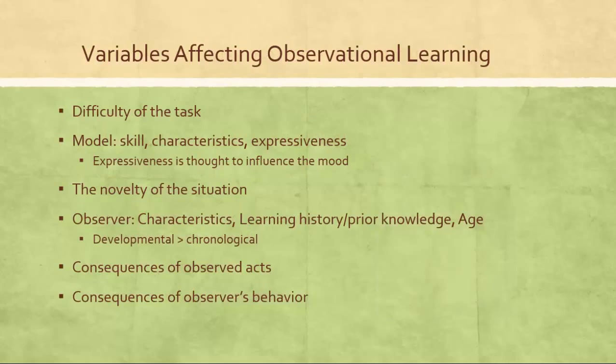Characteristics of the model also matter. We learn from models who are attractive, likable, and prestigious more than models who lack these characteristics. Two groups observing the same person were told different things about the model. One group was told they were watching a classmate perform the task and did not learn as much as the second group, who was told that they were watching an experimenter's assistant.